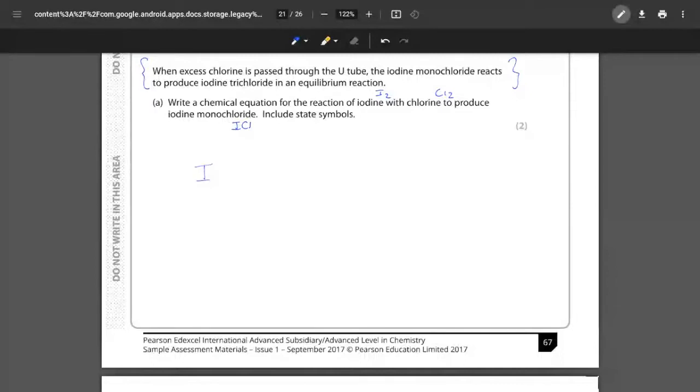So you've got iodine, which is diatomic, as a solid, plus chlorine, which is of course also diatomic, giving you a gas. And we are going to make ICl as a liquid. And for any chemical equation, you're always expected to balance. So we just put a 2 in front of the ICl. You'll get 1 mark for getting the correct species and the balancing, and 1 mark for your state symbols.